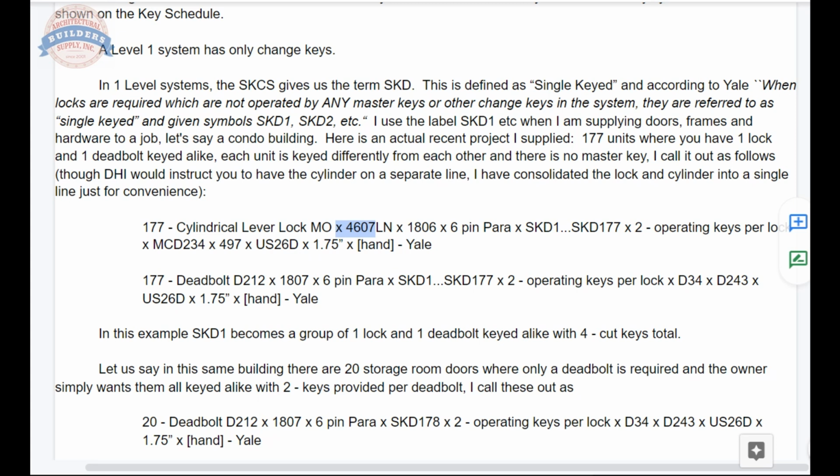So I've got 177 cylindrical lever locks. It's a MO lever, 4607 LN trim, 1806 6-pin para cylinder. Here's my keying, SKD1 through SKD177. That clearly means, because I've got 177 locks, they're all keyed differently. I want 2 operating keys per lock. Here is my latch. Here's my strike, my finish, my door thickness.